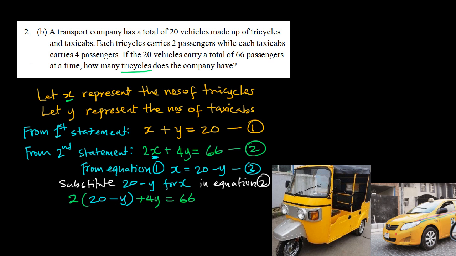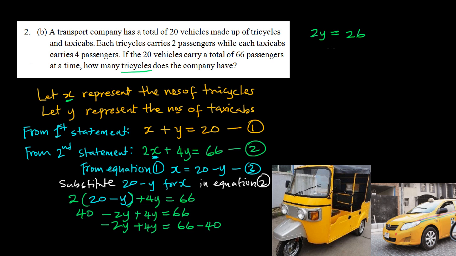So let's clear brackets here. 20 times 2 will give us 40. So 40 minus 2Y plus 4Y equal to 66. So this will be minus 2Y plus 4Y equal to 66 minus 40. Minus 2Y plus 4Y will give us 2Y equal to 26, since 66 minus 40 is 26. To find Y, Y is equal to 26 divided by 2. This means Y is equal to 13.